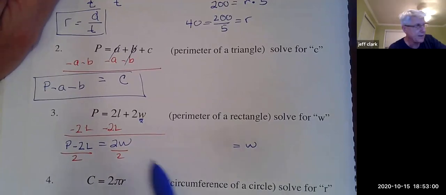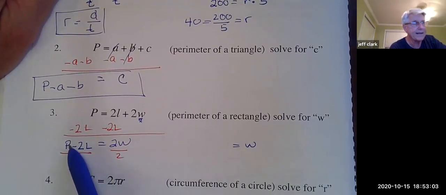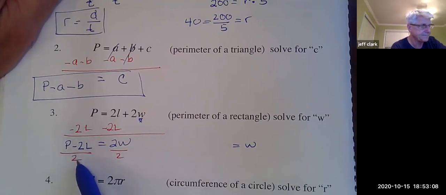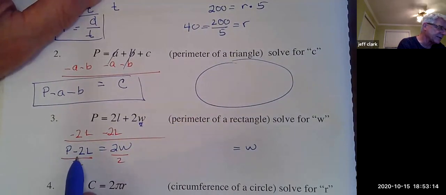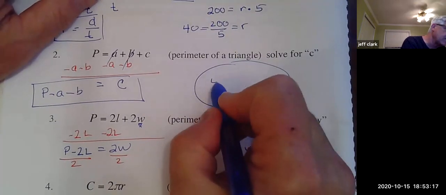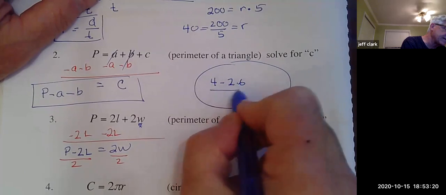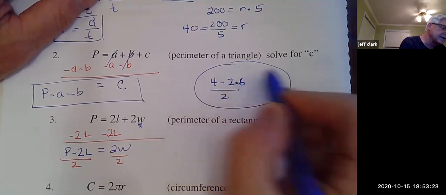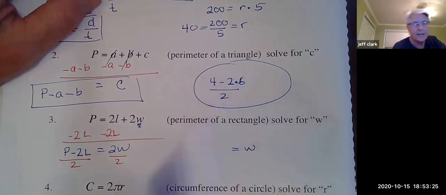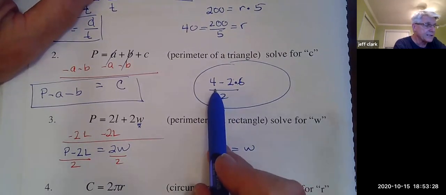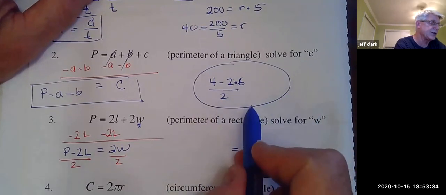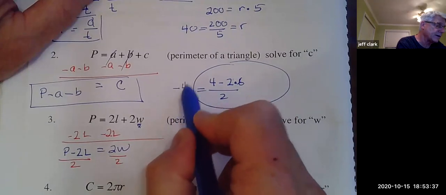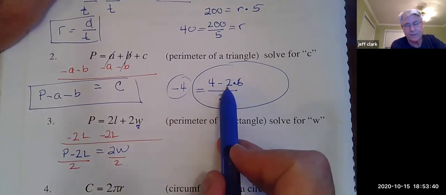And be very careful. You can't cancel the 2 without affecting the P. You can't make just the 2's go away without doing something with the P. I'll tell you what, let's make that 4 subtract 2 times 6, divided by 2. If you want to just make the 2's go away, I'm saying you're wrong. Well, let's see, 4 subtract 12 is negative 8. Negative 8 divided by 2, it sounds like I should get negative 4.